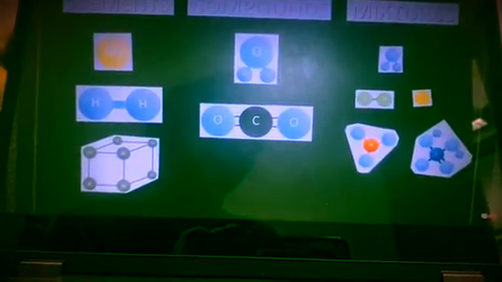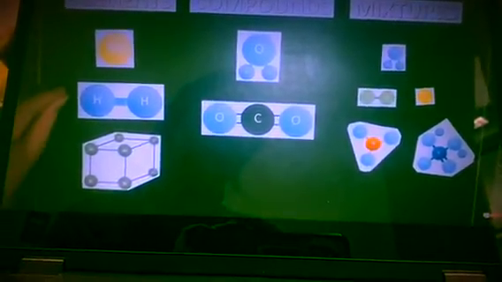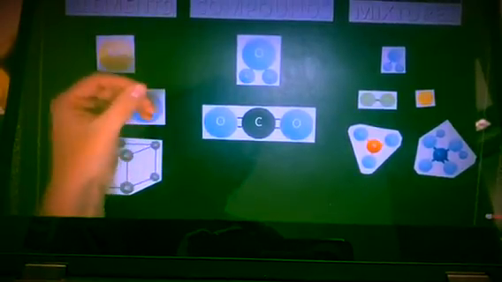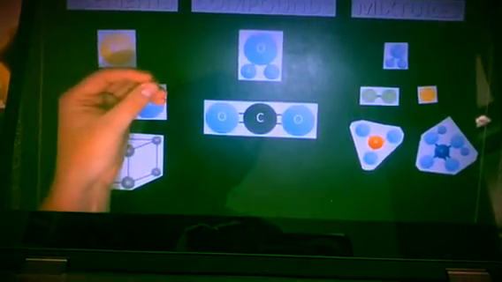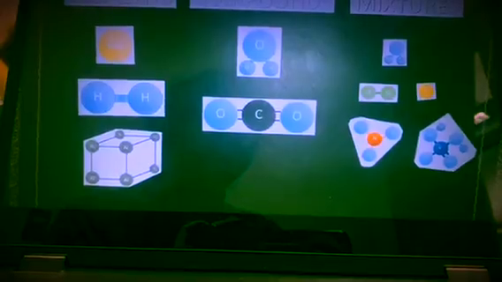And that's the end of today's lesson. We've covered elements, which are different types of atoms. We've covered compounds, which are made of 2 or more different elements bonded together. And mixtures contain a variety of compounds and elements.